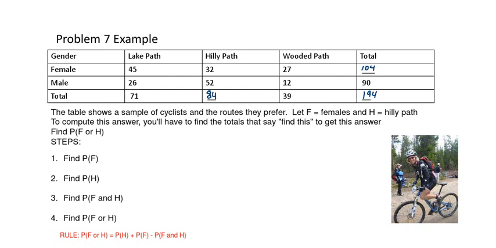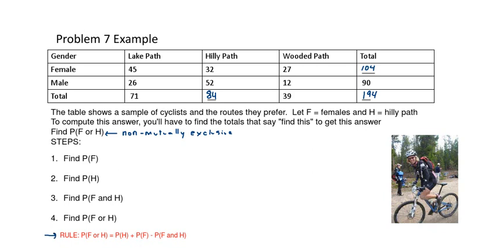So, how do we find the probability that a biker chosen at random was either female or preferred the hilly path? Now, in this case, we do have to mention that these are non-mutually exclusive events. Why? Well, clearly there are some bikers who are both female and prefer the hilly path. So we can't say that being a female biker or taking the hilly path are mutually exclusive. So how do we handle that?